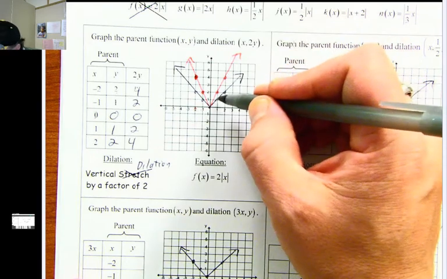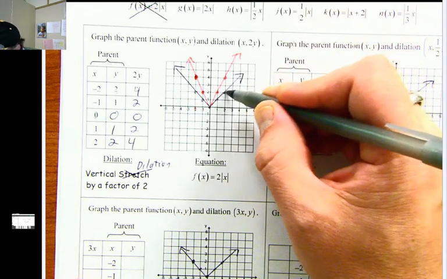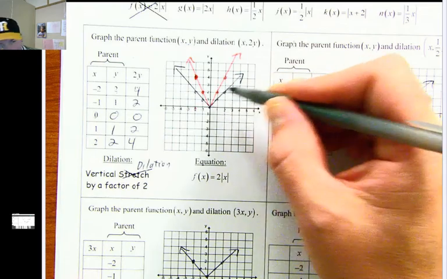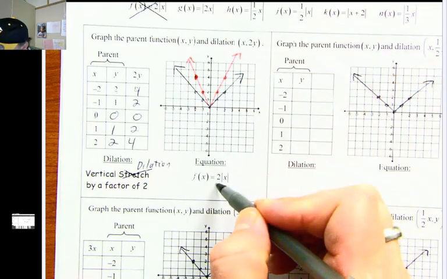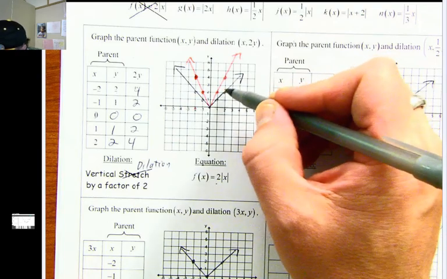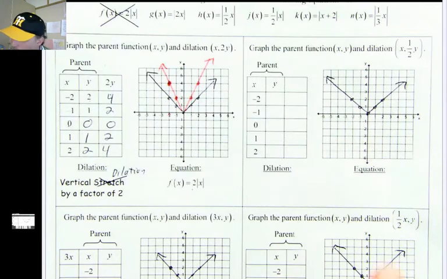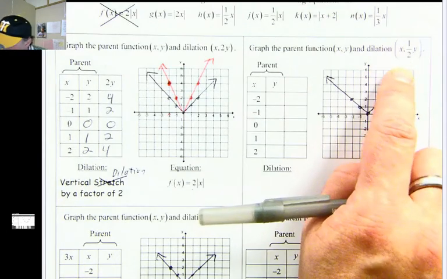And it makes sense, because if you look at these y-coordinates, it was getting vertically moved up by 2. So it's outside of the function. So it's going to affect the y-coordinates. The y-coordinates were all getting multiplied by 2. Well, what's going to happen if the y-coordinates get multiplied by 1/2?